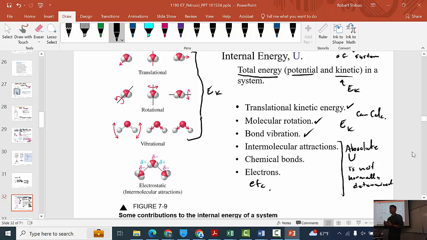Now, when we do gas calculations, we have to use absolute. We have to use absolute temperature, and we have to use absolute pressure because zero means something.